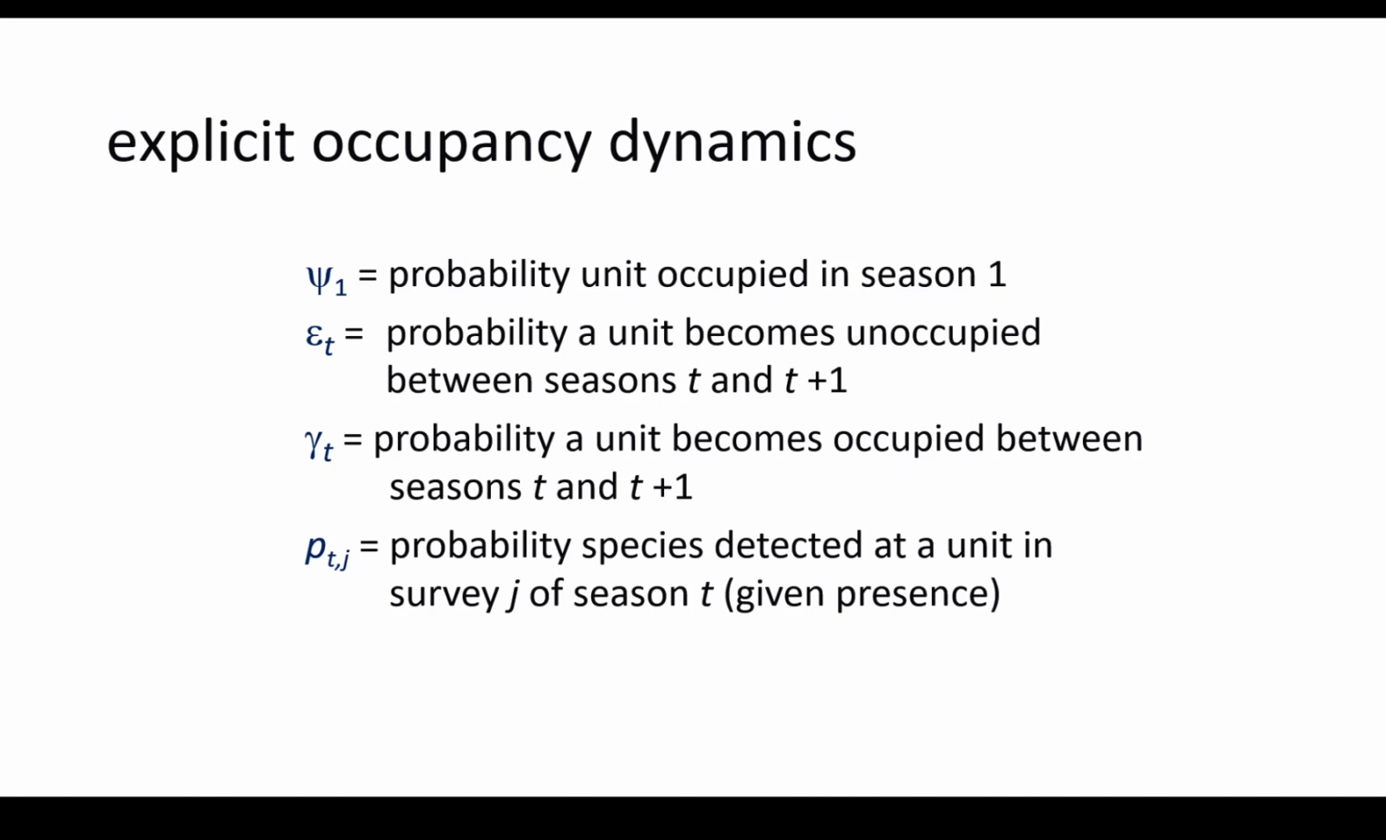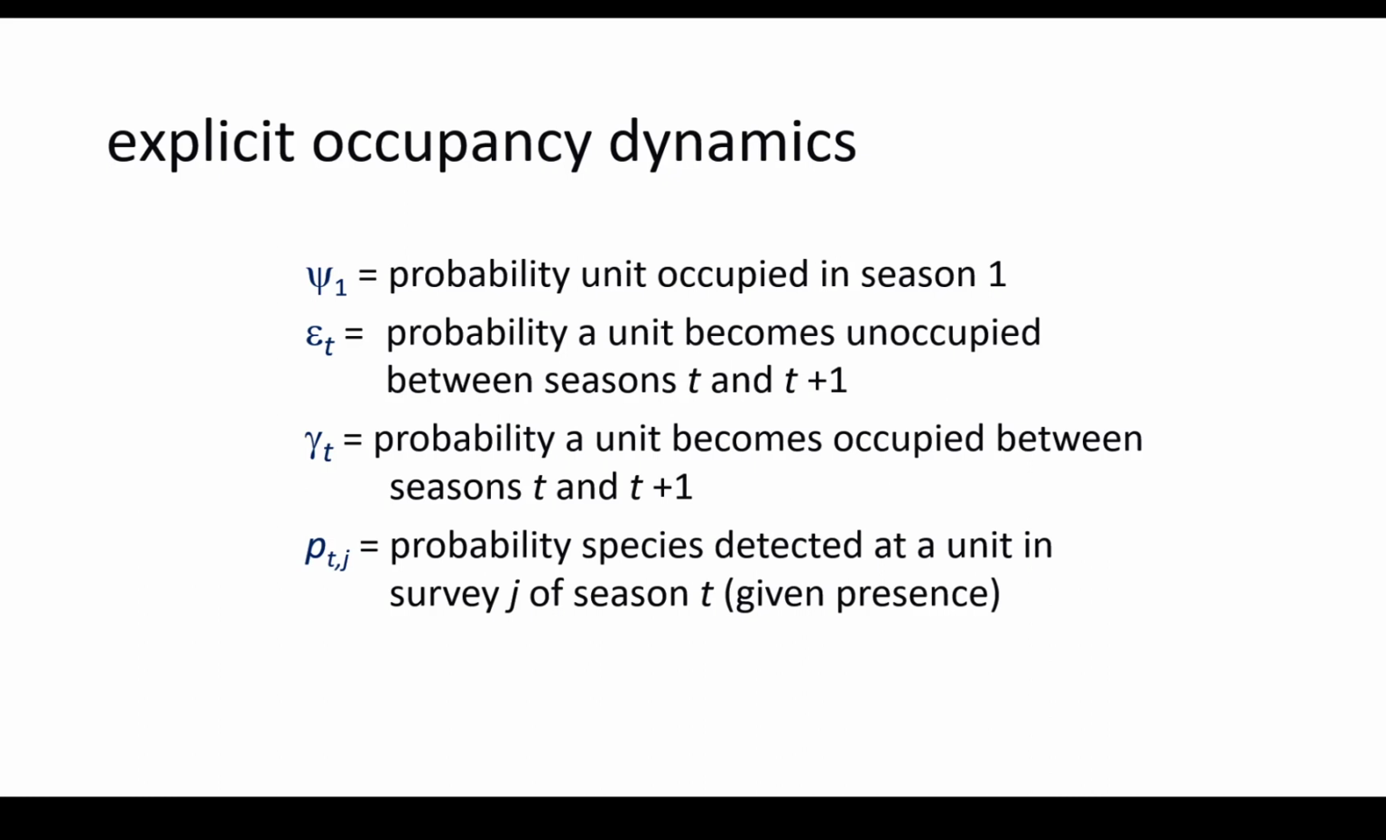All right, so in order to parameterize this in a useful way, we use psi, again, to indicate the occupancy state for a particular year. So it's subscripted now with the particular season or year. So psi 1 is the probability that a particular unit is occupied in season 1. Epsilon is the probability that it becomes extinct, so becomes unoccupied, between seasons t and t plus 1, epsilon t. E for epsilon, E for extinction, that's the easy way to remember it.